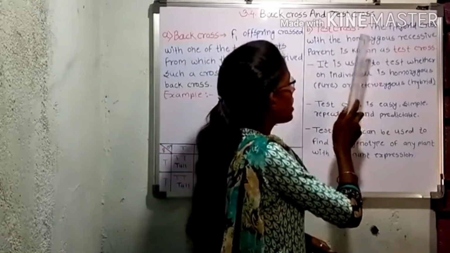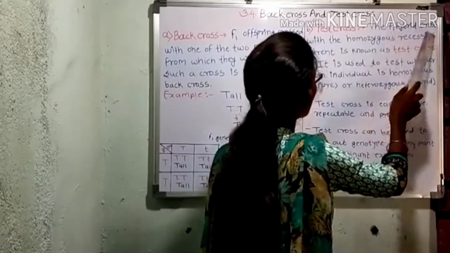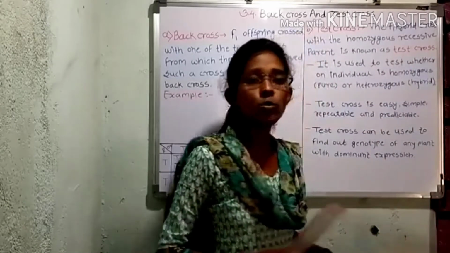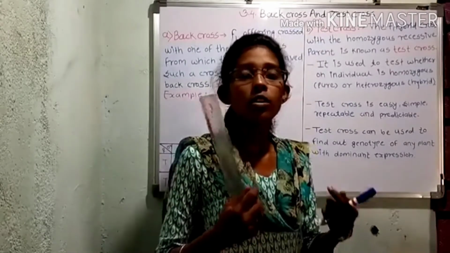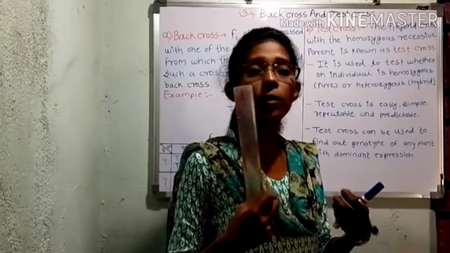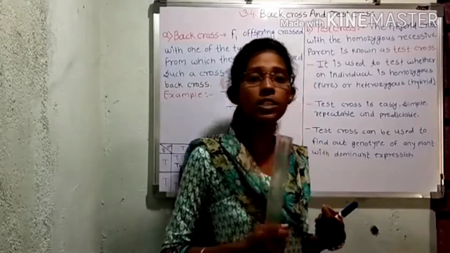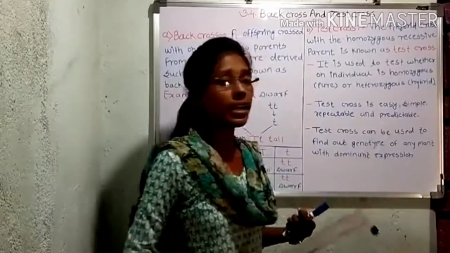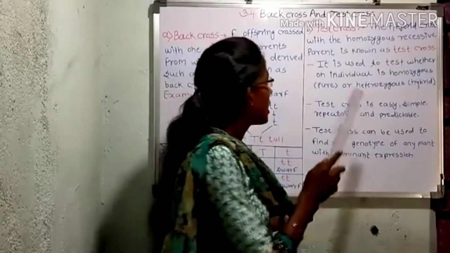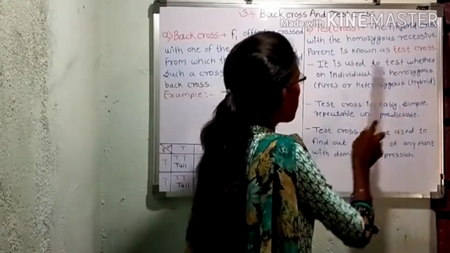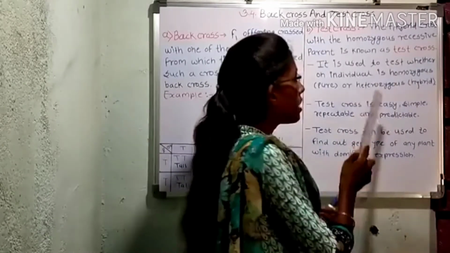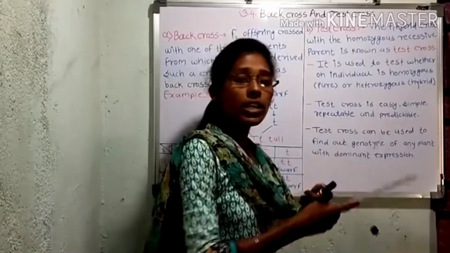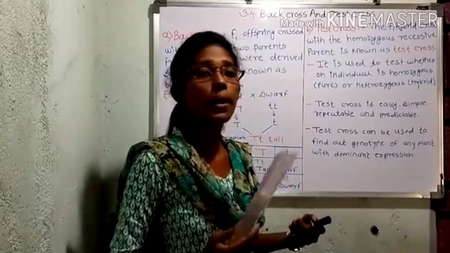So test cross is defined as the cross of an F1 hybrid with a homozygous recessive parent. It means we cross two homozygous or pure parents with each other. After getting the F1 generation, we cross this F1 generation with the homozygous recessive parent. That is called the test cross. It is used to test whether an individual is homozygous or heterozygous for a particular trait.